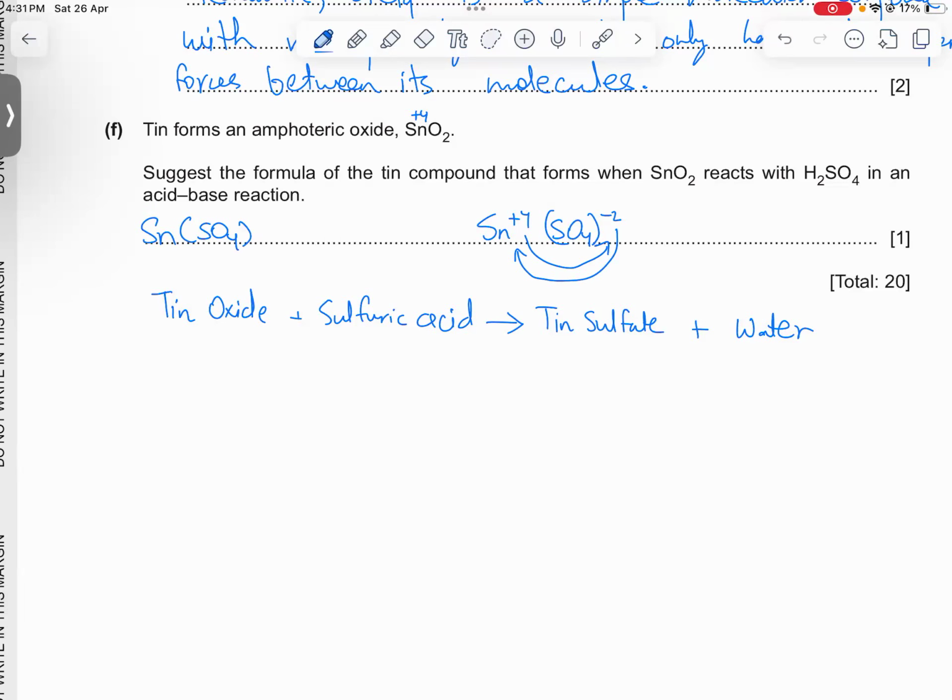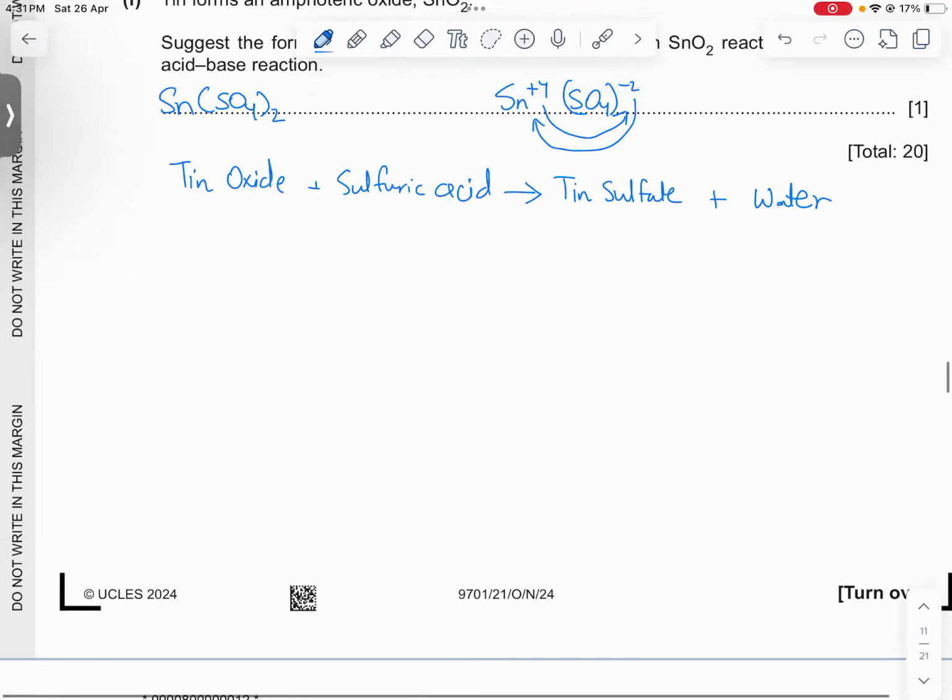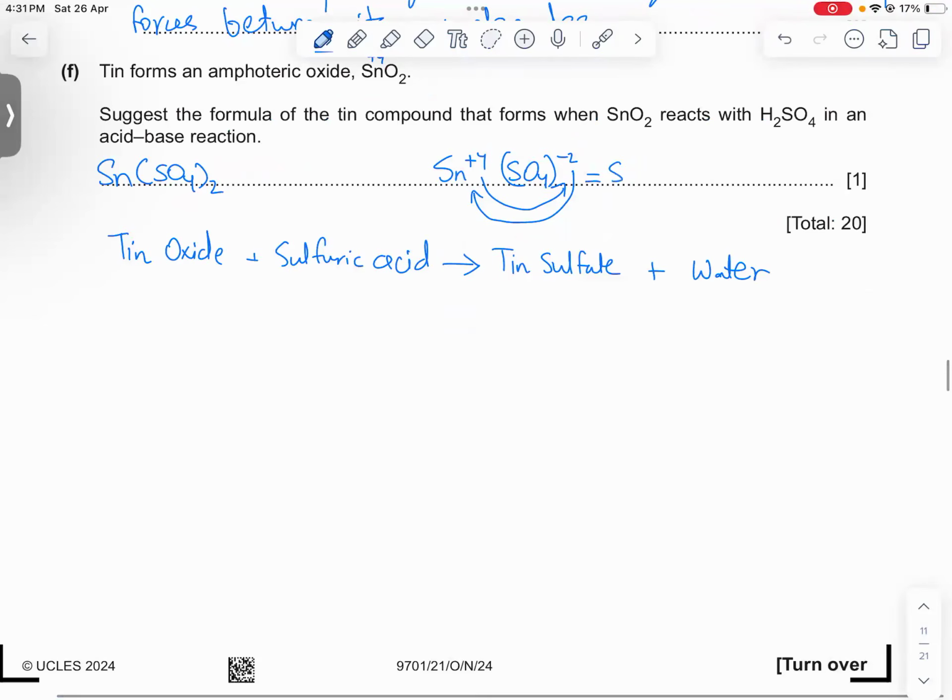That is how you write this formula, right? I can show it right here. Sn2(SO4)4, and we simplify it by cancelling these two and it becomes Sn(SO4)2.